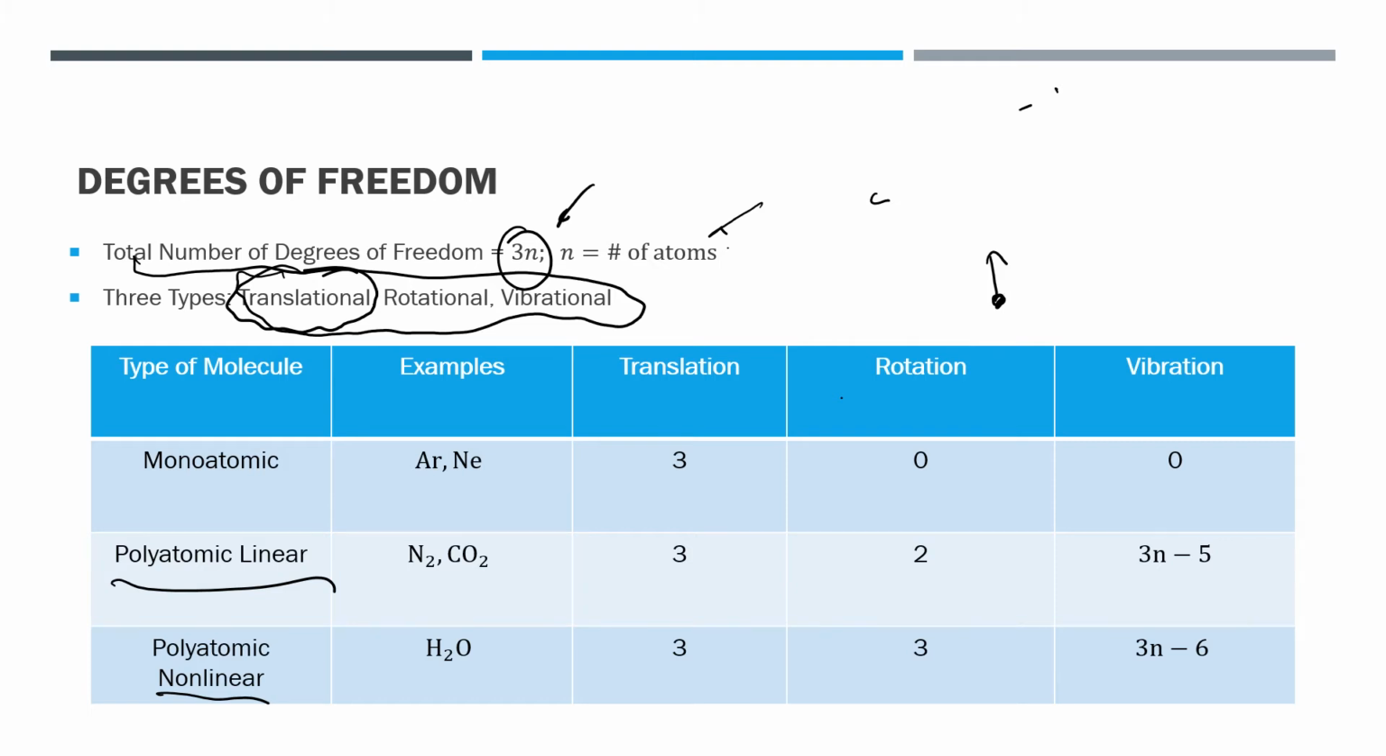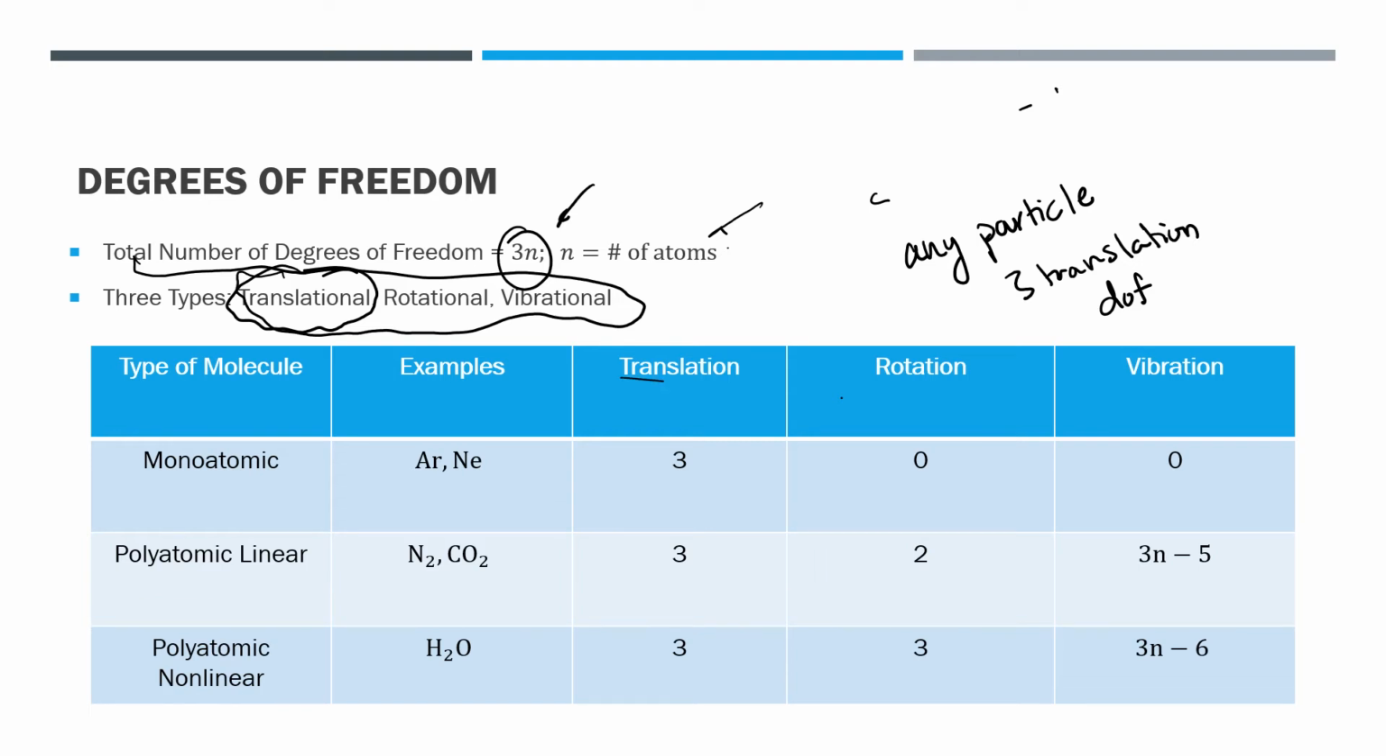So any particle has 3 translational DOFs, degrees of freedom. And you can see that in my little table here. If I look in the row of translational degrees of freedom, you can see that I have 3 for every single type of molecule. And I'll show you exactly why I broke it down into these 3 categories. But you can see that for translational, there's always 3, because I can move in the x, y, and z direction.